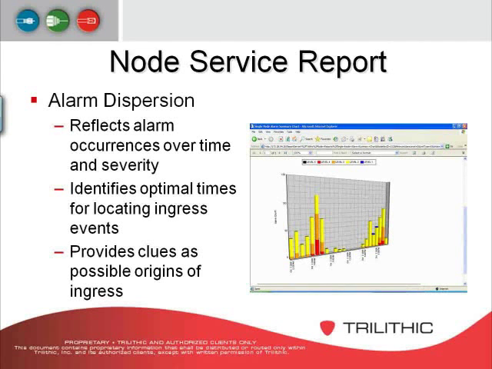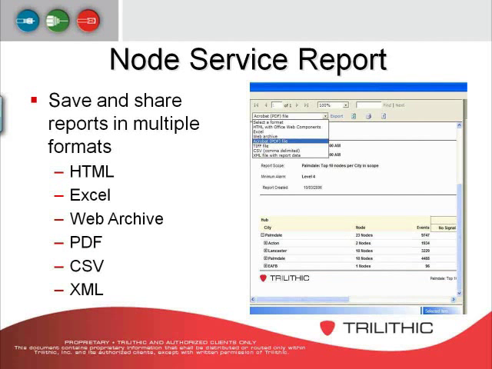Alarm dispersion reflects alarm occurrences over time and severity. It identifies the optimum times for locating ingress events and provides clues as to possible origins of ingress. So this gives a lot of information based off of the severity of the alarms that are sent.